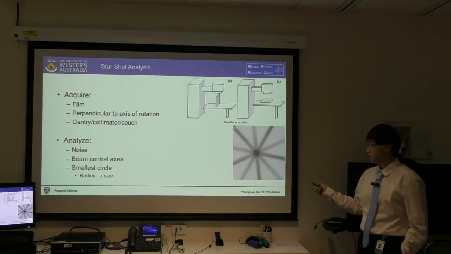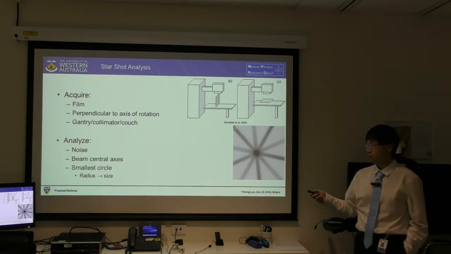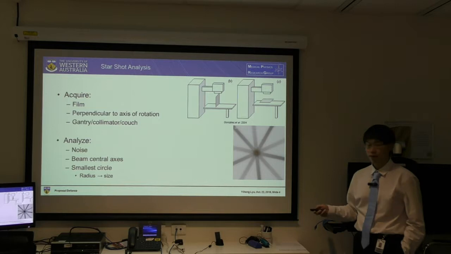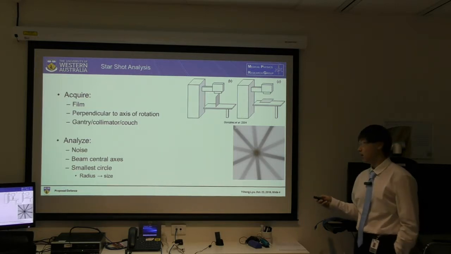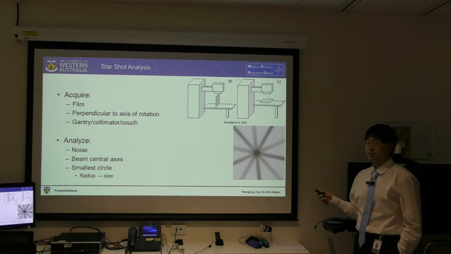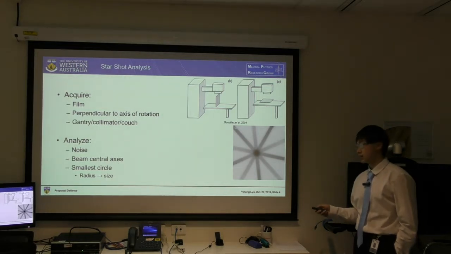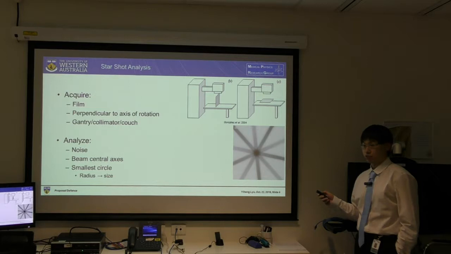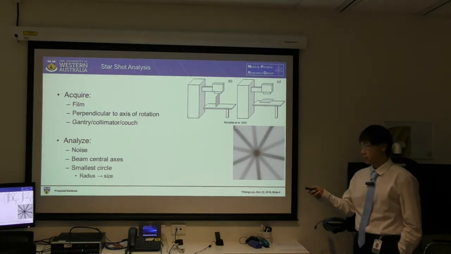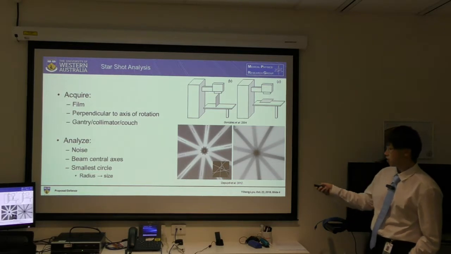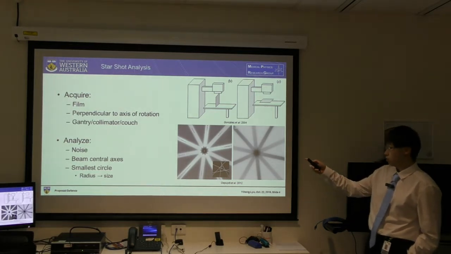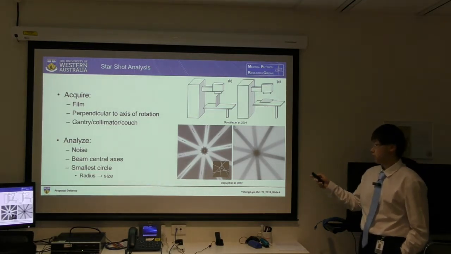After we get this, we need to do three steps. First, we need to deal with the noise. Then we need to find the beam central axis for each beam. And finally, find the smallest circle intersecting with all beam central axes. This smallest circle is the radiation isocenter we want, and its radius is the size of the radiation isocenter. So here we can see, first we find the beam central axis for each beam, and then we find the smallest circle.